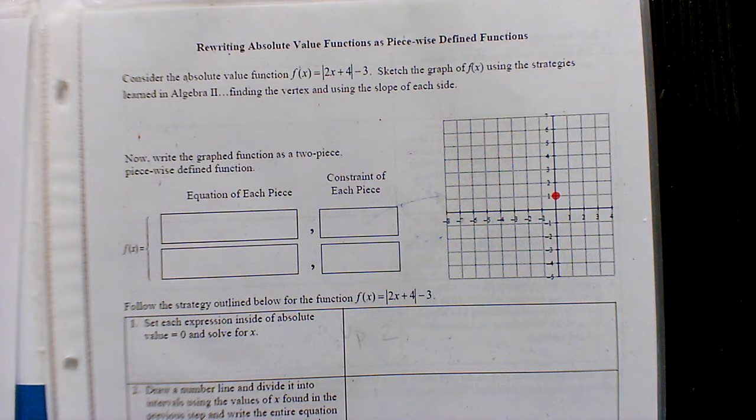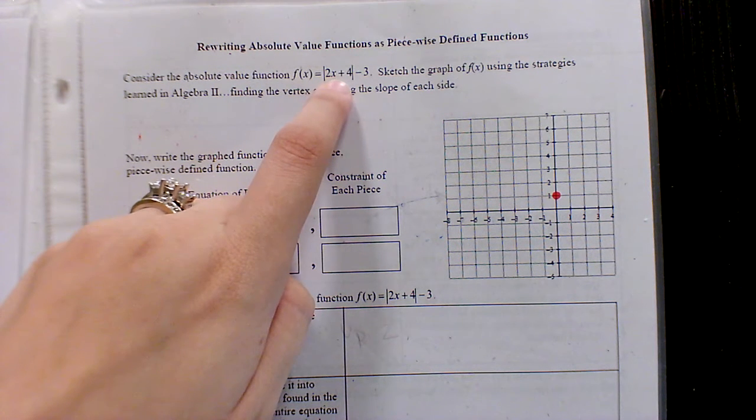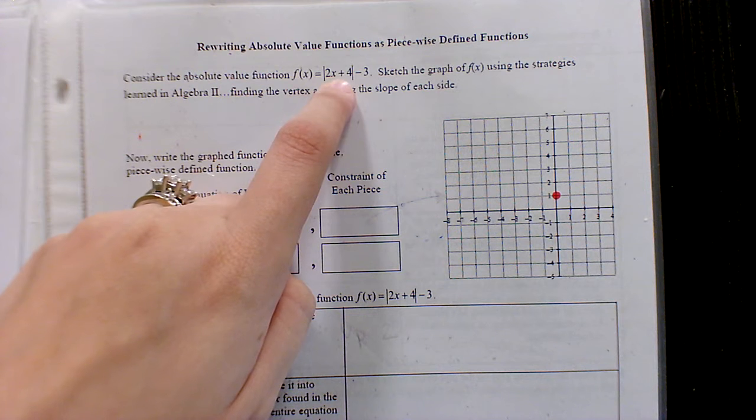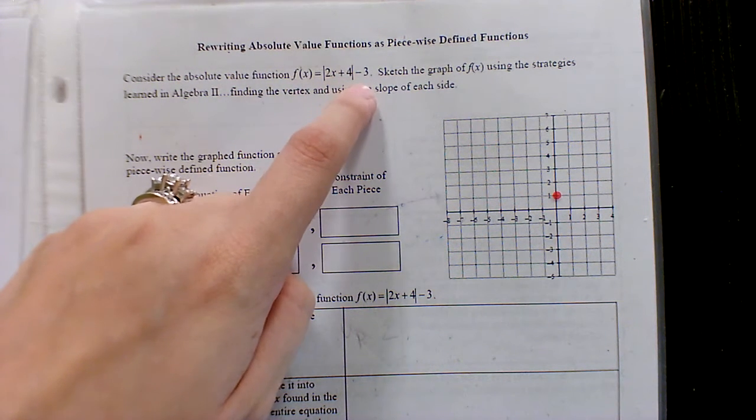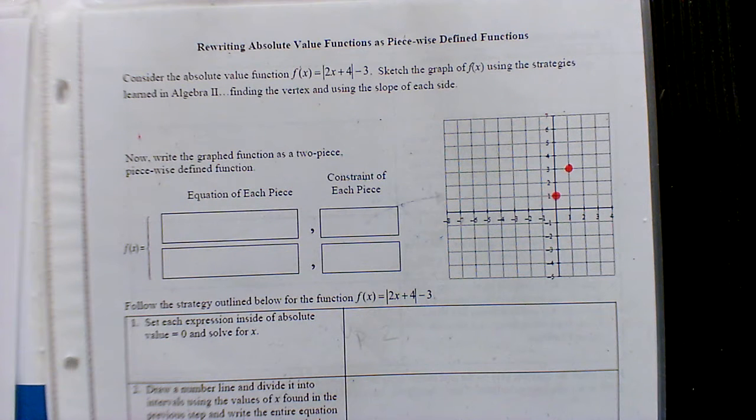All right, let's get some other x values so we can get some more points. Another number to plug in, really easy. I saw a hand. Yeah. 1. Okay, plug in 1. We'd have 2 plus 4, which is 6. Absolute value of 6 is still 6. Minus 3 is 3. So you plug in 1, you get out 3.